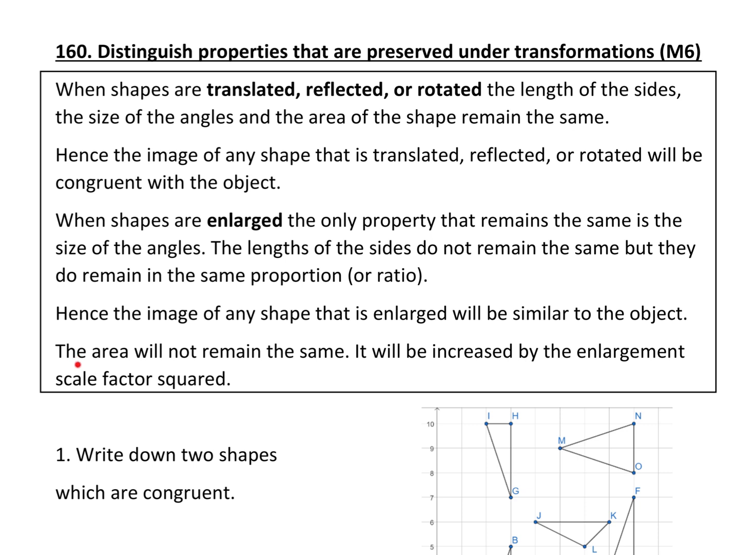And also as a result of when you enlarge something, the length of the sides will change, so the area will not remain the same. It will be increased by the enlargement scale factor squared. So for example, if the enlargement scale factor was 3, so the length of the sides would get 3 times bigger, the area would get 3 squared times bigger, so it would get 9 times bigger.